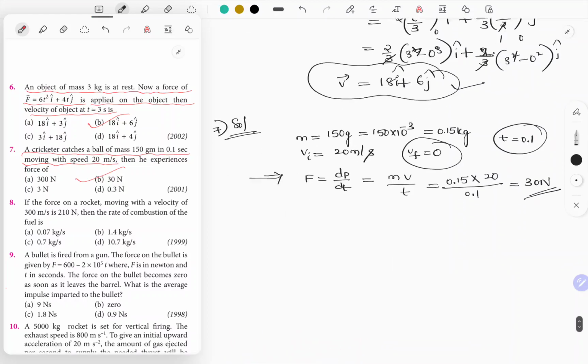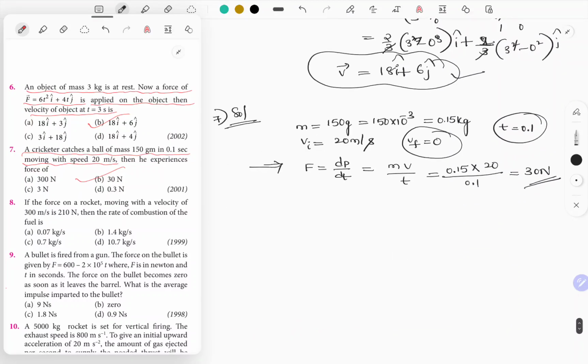B is correct. Okay. So it is also called impulse. Change in momentum is nothing but impulse. So with the help of change in momentum, we are finding this answer. Next.